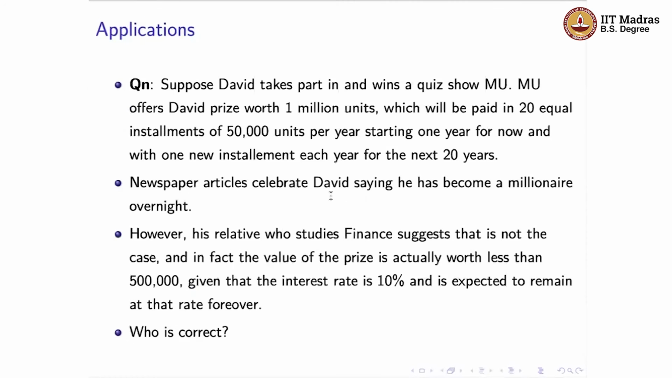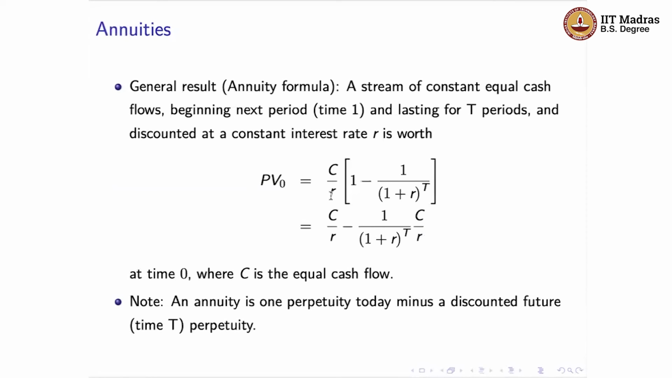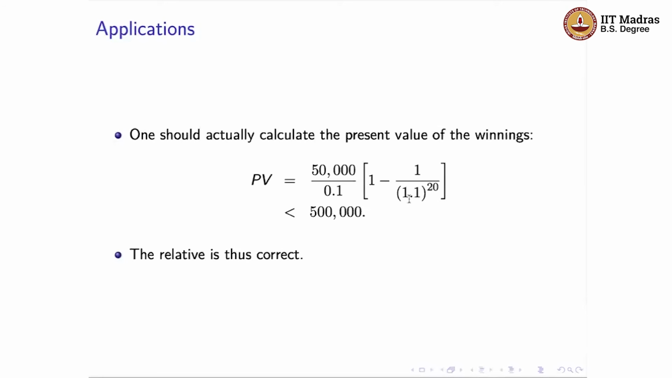So here C will be 50,000, R is 0.1 because the interest rate is 10%, 1 minus 1 plus R, so 1.1 to the power 20, right? And clearly you can see from here that the present value of this is something which is less than 500,000, right? So the relative was actually correct that in terms of the money that he has gone, if you calculate the value today, this is an amount which is less than 500,000.